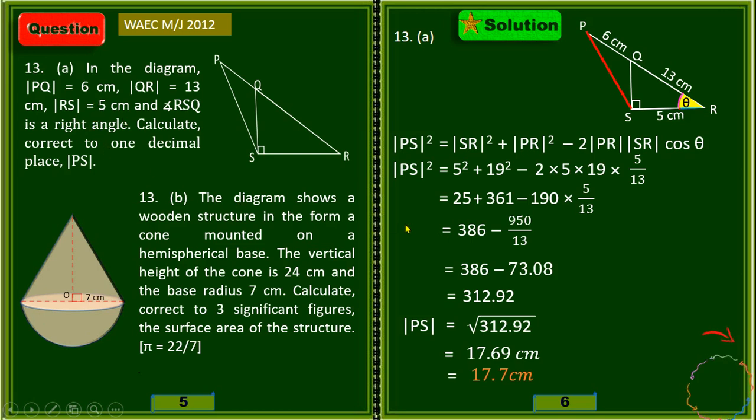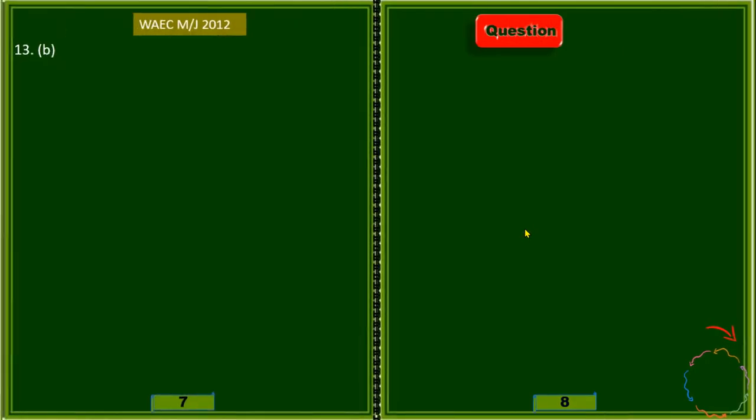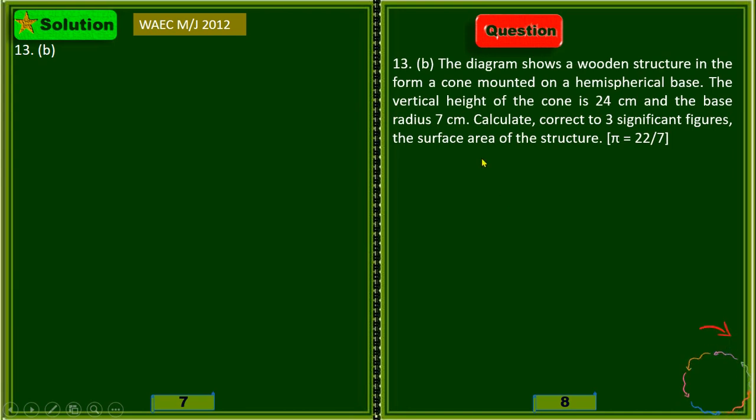We're now going to go straight to the next board to solve question number 13B. Now question number 13B. The diagram shows a wooden structure in the form of a cone mounted on a hemispherical base. The vertical height of the cone is 24 centimeters and the base radius is 7 centimeters. Calculate, correct to three significant figures, the surface area of the structure. Take pi as 22/7.